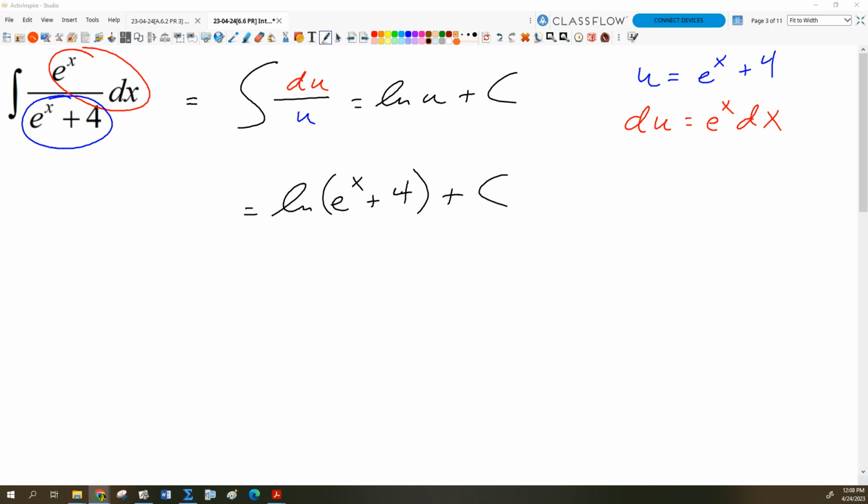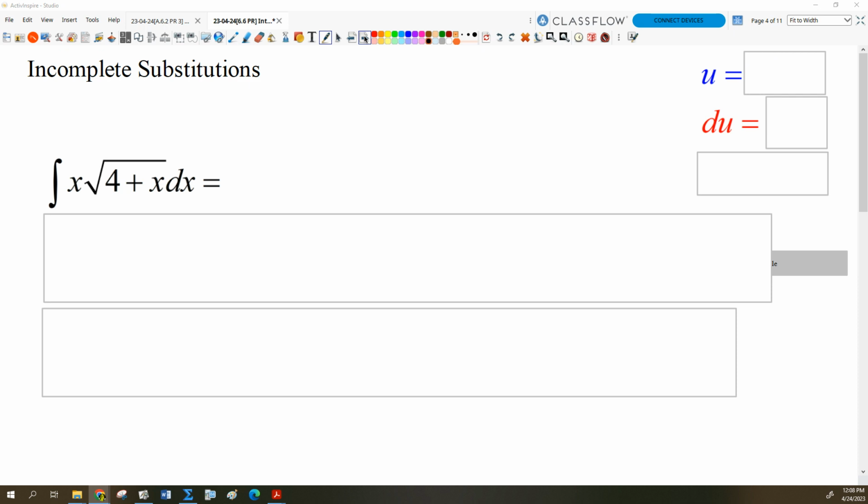Right. That's one we know. I mean, that's just in our table. We're just trying to get stuff that's in our table that we know. Okay. Make sense? Okay. So what about stuff like this then? Incomplete substitutions. What would my choice of u be here? What do you think? Everybody think about it for a second.